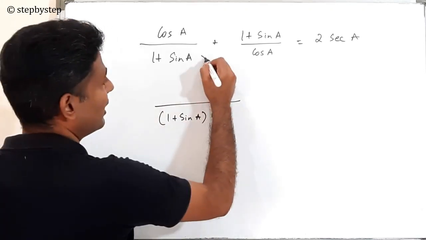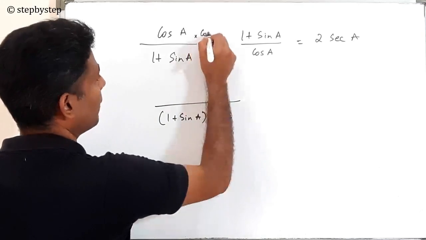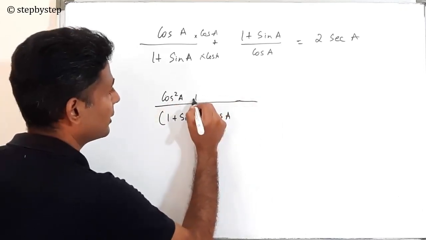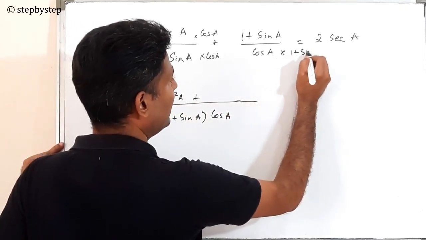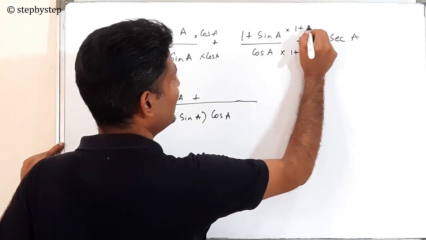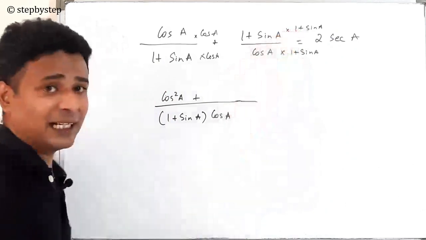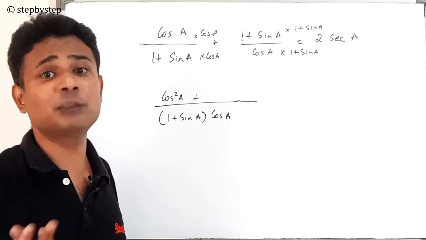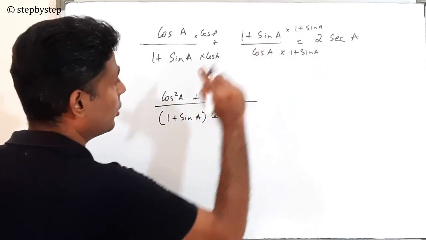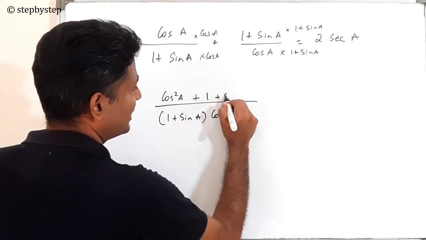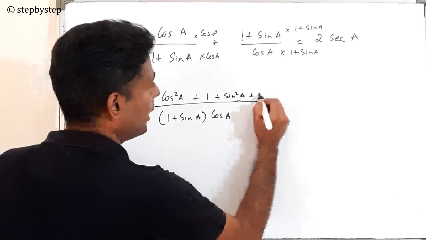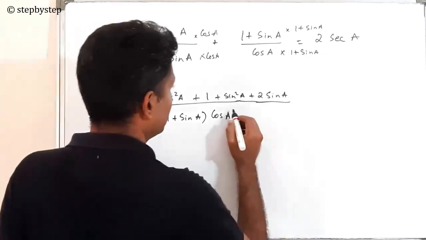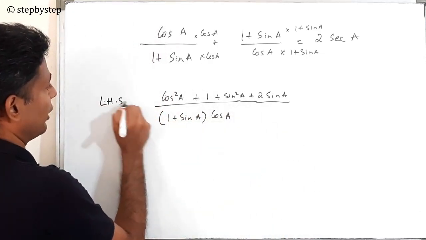This is the LCM, which means here I have to multiply by cos A, up also I have to multiply by cos A. So what do I get? Cos square A plus, here I have to multiply by 1 plus sin A. So up also I have to multiply by 1 plus sin A. So 1 plus sin A into 1 plus sin A, what does it mean? 1 plus sin A whole square. It is of the form a plus b whole square. So I'll use a plus b whole square formula. So 1 plus sin A whole square, a square, that is 1 plus b square, so sin square A plus 2ab, that is 2 sin A. This is what we get. So we'll be writing LHS here, don't forget.